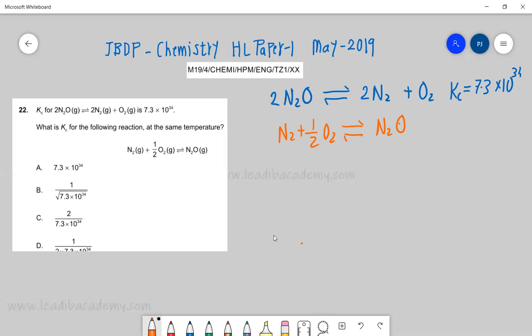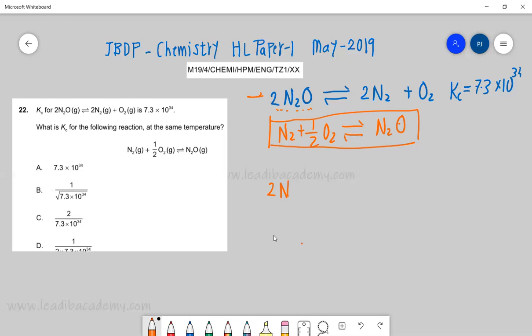You can clearly see now that first of all, in the given reaction, the N2O is the reactant that is on the left hand side, while what we want, N2O, is on the other side. So what clue have we got? That means we have to first reverse this reaction.